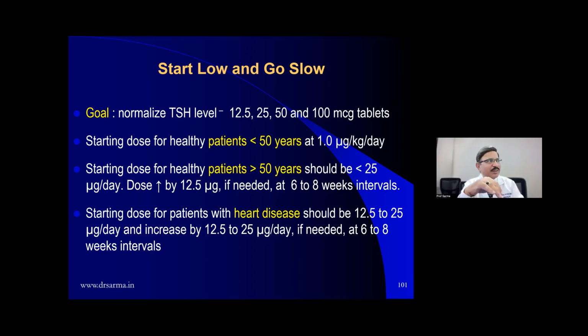You shouldn't expect them now. Your goal is to treat to the TSH. How much do I start? 12.5, 25, 50, 100. Use the combinations. Every 6 weeks, you keep on upgrading or downgrading depending on the TSH level. Starting dose for a healthy patient, 1 microgram per kilogram, less than 50 years. More than 50 years, it should be less than 25 micrograms per day. Dose increased by 12.5 micrograms if needed at every 6 to 8 week interval. Starting dose for patients with heart disease is always 12.5 micrograms. Then go up to 25 or up to 50, 100.